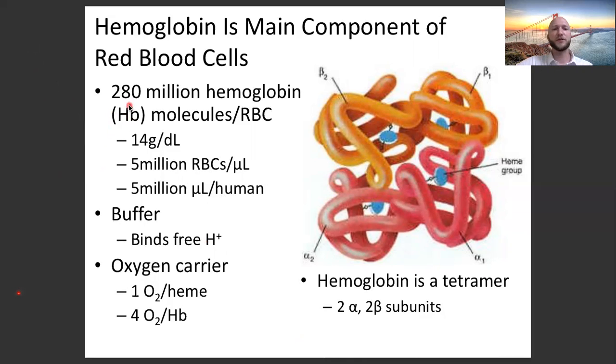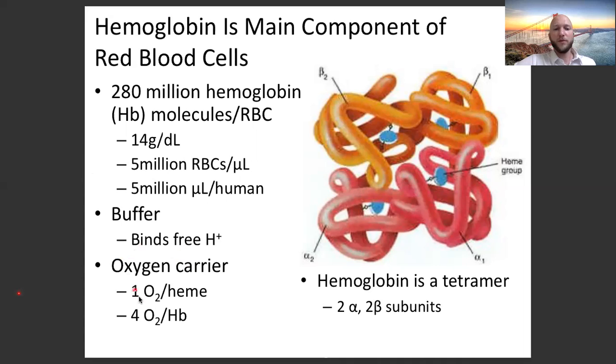There are about 280 million hemoglobin molecules in every red blood cell. I want you to know that number, 280 million hemoglobin molecules per red blood cell. It's an incredible amount. About 14 grams per deciliter, about 5 million red blood cells per microliter, and about 5 million microliters per human. I want you to know these numbers also. You will come across these numbers in laboratory when we do the red blood cell lab, so be prepared.